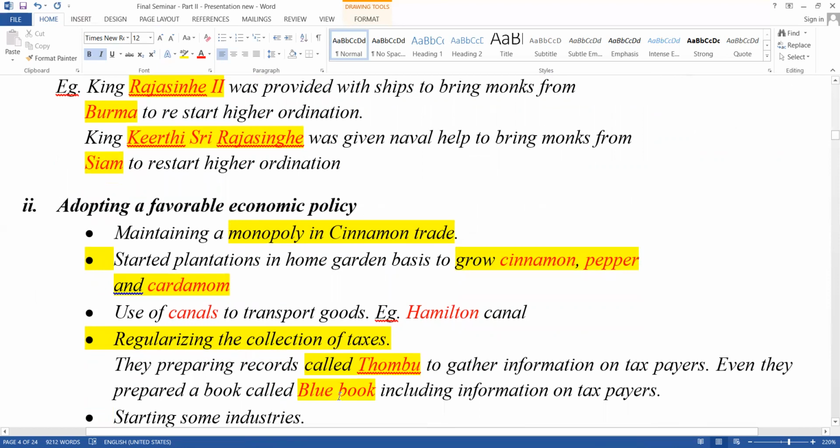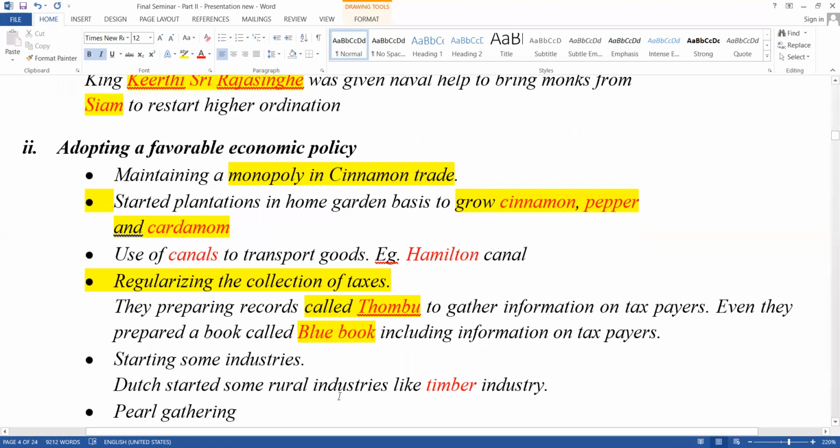Thombu and Blue Book are what? There were records about the taxpayers, collecting all the information about taxpayers, and then they started regularizing the tax collection to increase their income. And they started some industries, what? Timber industry, and even pearl gathering they have done. They destroyed all the pearl grounds of Sri Lanka and collected pearls and took them to their country. So that is the second step, adopting a favorable economic policy.